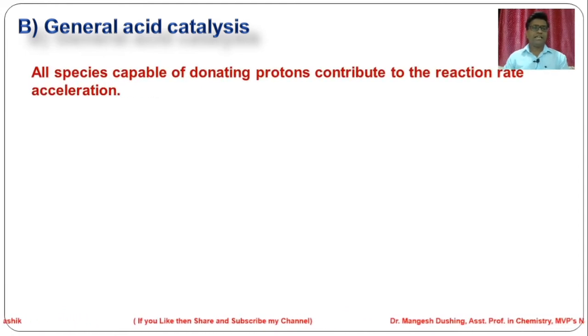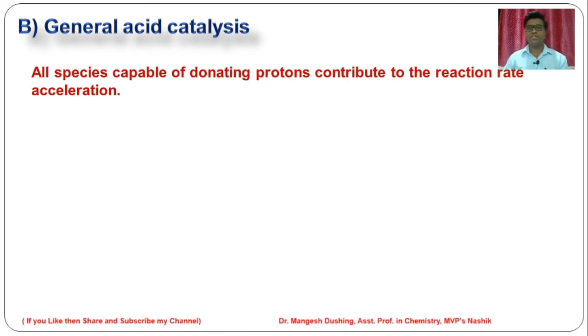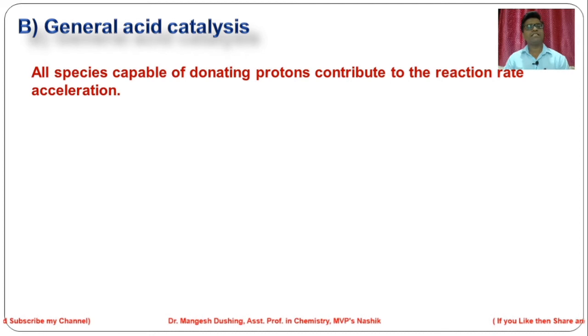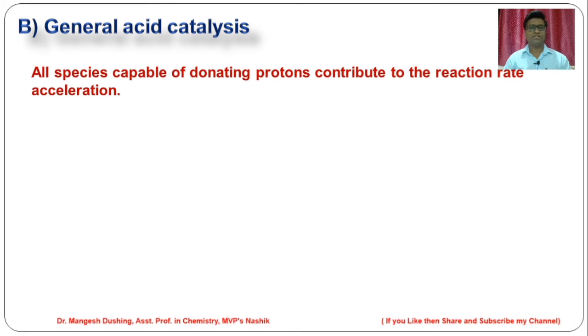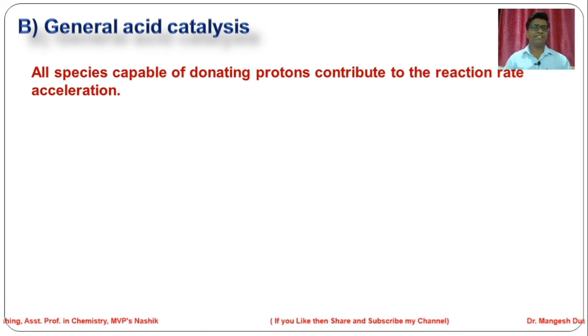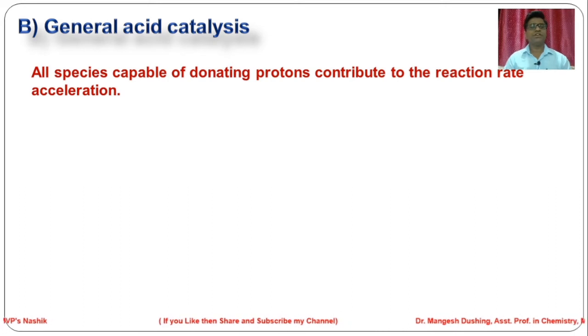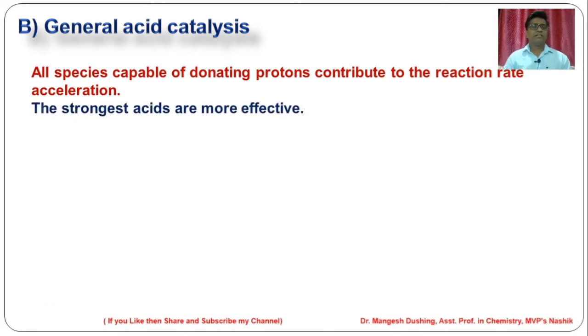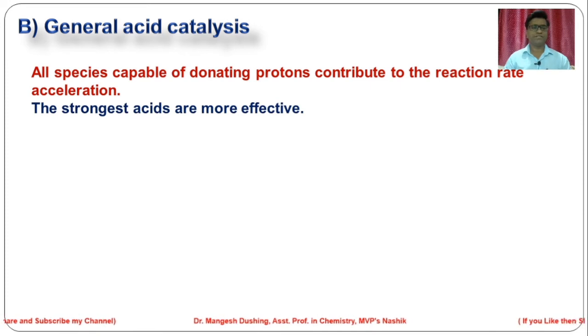So, in general acid catalysis, all the species which are capable of donating protons contribute to the reaction rate acceleration. In specific acid catalysis, the rate of reaction is directly proportional to only H3O plus, while in the case of general acid catalysis, the rate acceleration depends upon all the species which are capable of donating protons. Among all the proton donating species, the strongest acids are more effective, and they accelerate the rate of reaction faster.